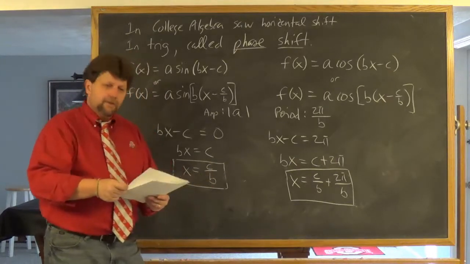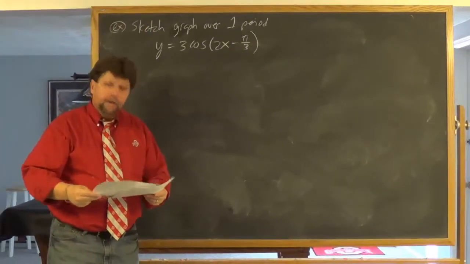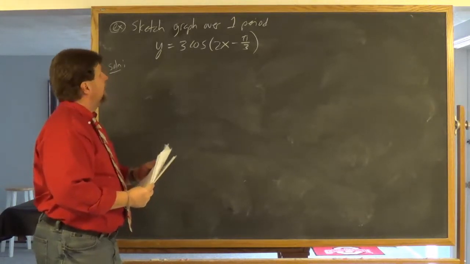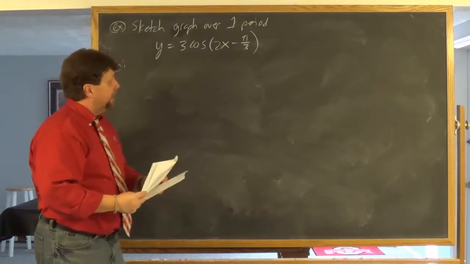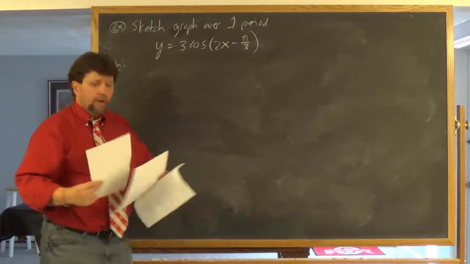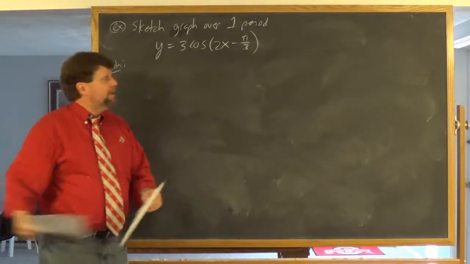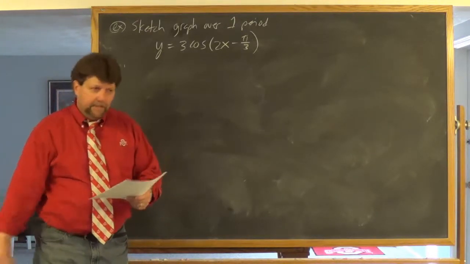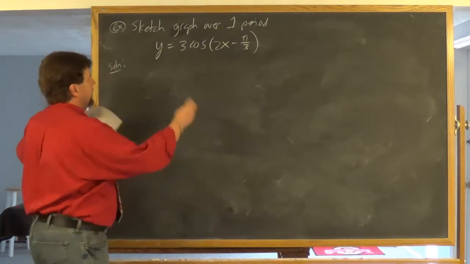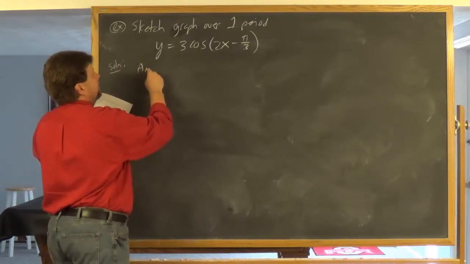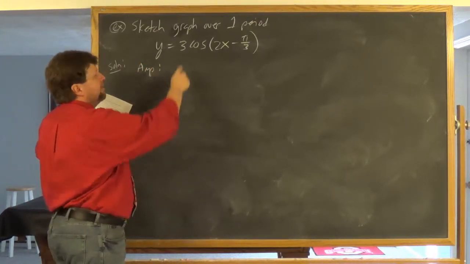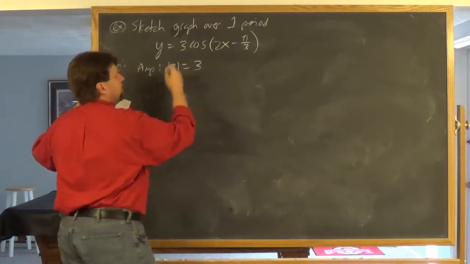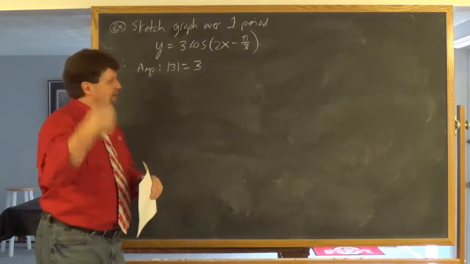Let's put this all together and let's try to do an example. All right, here we are, folks. We're going to sketch the graph of y equals 3 cosine of 2x minus pi over 3. We're going to sketch that graph over one period. And here's the process I would go through, just in general. Probably the first thing I would find is the amplitude. Well, we know the amplitude is the absolute value of that number, so the amplitude is 3. Next, just find the period.